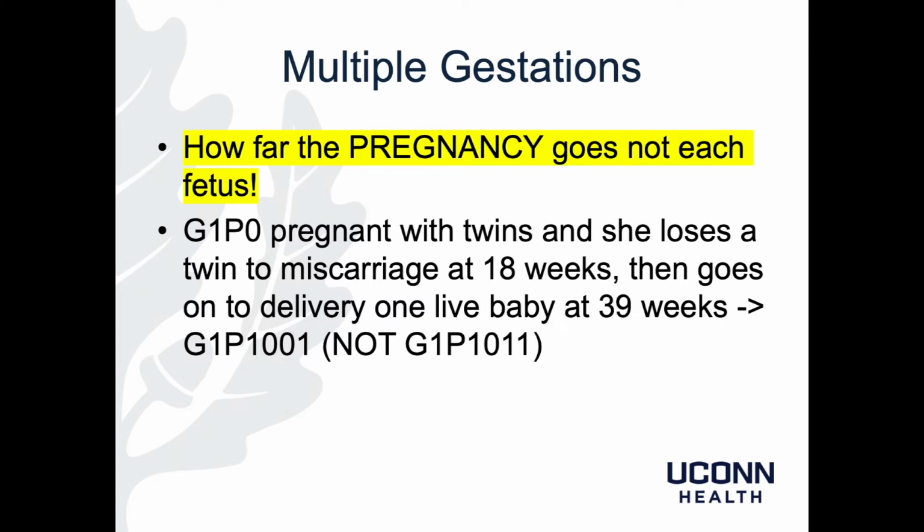G1P1001, because she had that term baby at 39 weeks. She would not be a G1P1011. Again, not to feel bad about that lost fetus, but we're just talking about a pregnancy occurrence and end of pregnancy occurrence. If multiple gestation babies are lost along the way, they don't go down as their own separate para. Okay? Hopefully that's very clear. It gets to be a little confusing.